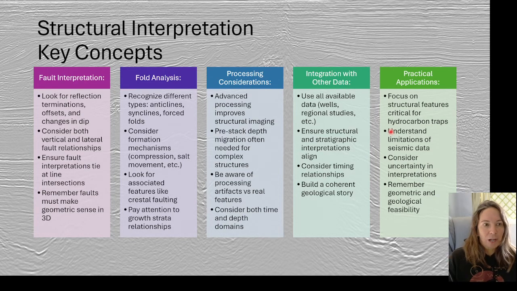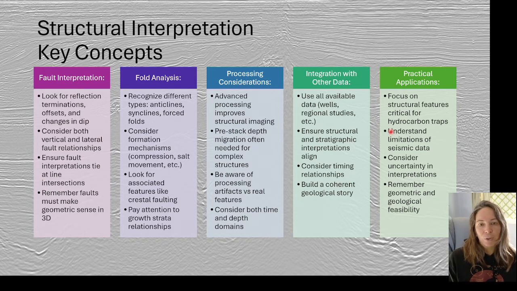All right, so I'm going to wrap up with my structural interpretation mini lecture and just remind you of some of the key concepts. So with fault interpretation, you always want to remember to look for those signs like reflection terminations, offsets, changes in dips. Those are the big ones that you may notice. It's also good to think about faults in terms of 3 dimensions and make sure that your interpretations tie at the line intersections. And if your fault framework doesn't make sense geometrically, it's probably wrong and you want to go back and look at it again.